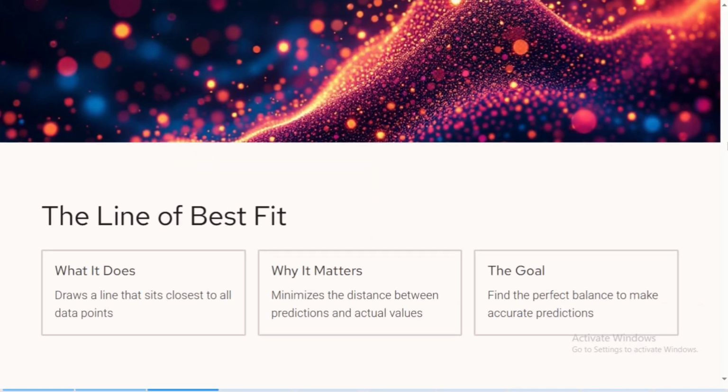Now, let's talk about the line of best fit, which is the heart of our linear regression. Look at the diagram on the slide. You can see many scattered data points. Each point represents a real world observation. The goal of linear regression is to draw one straight line that stays as close as possible to all these points. This line is called the line of best fit.